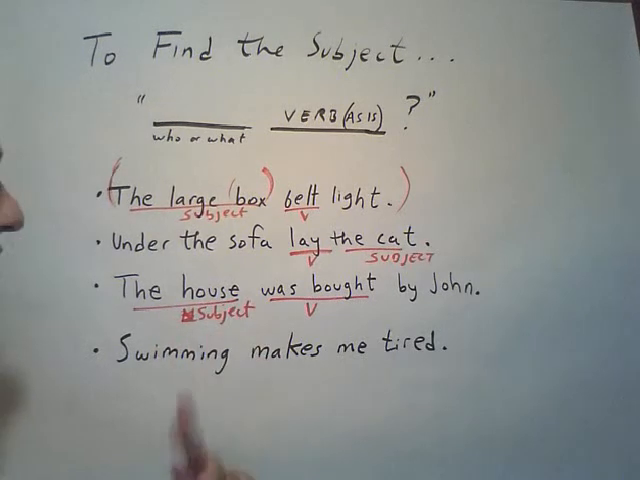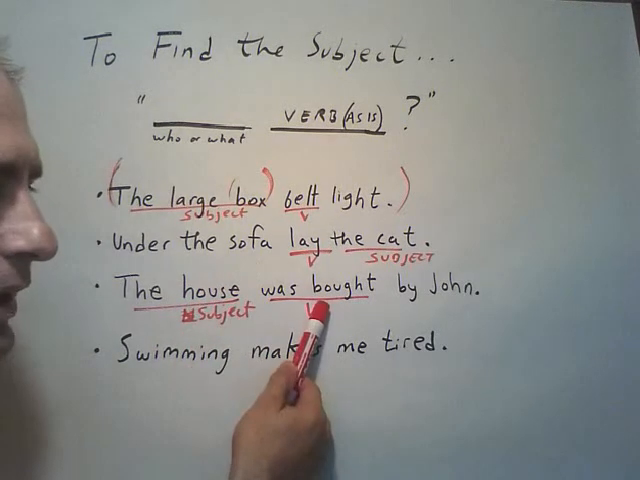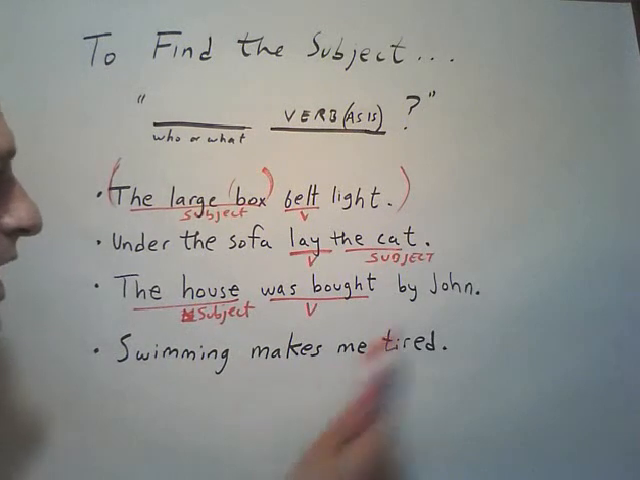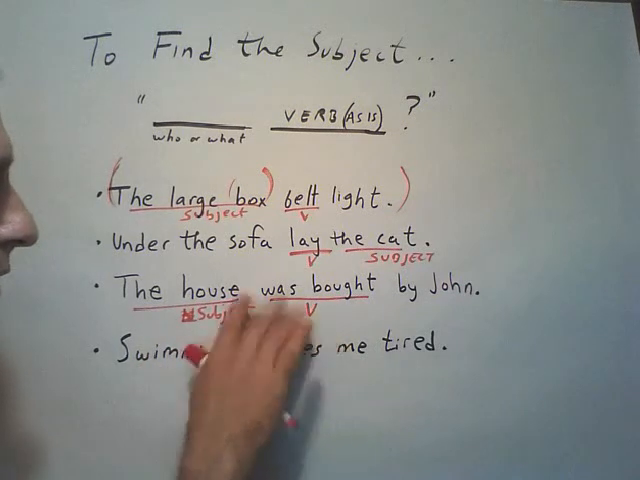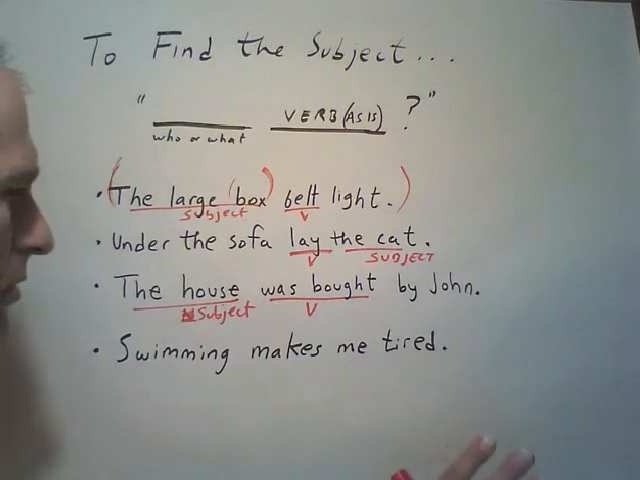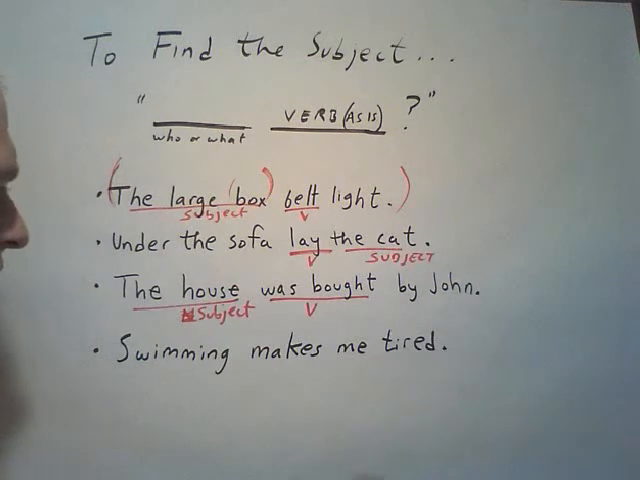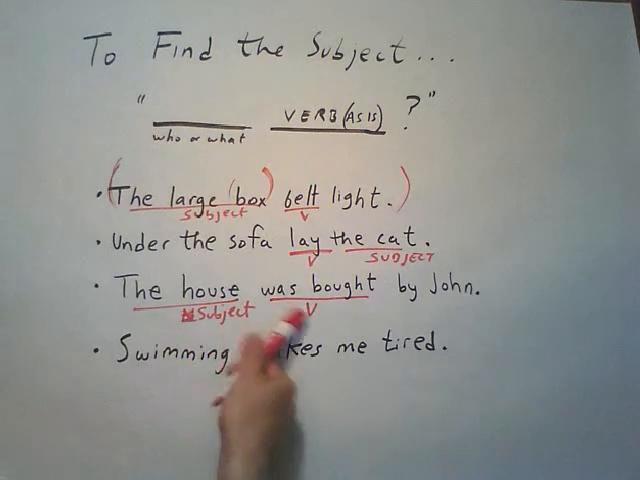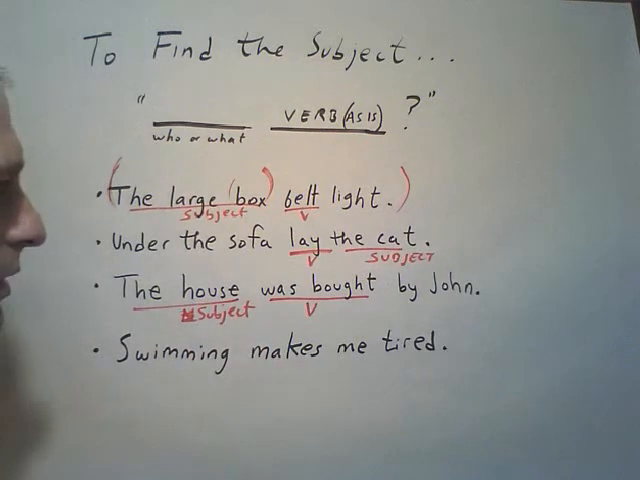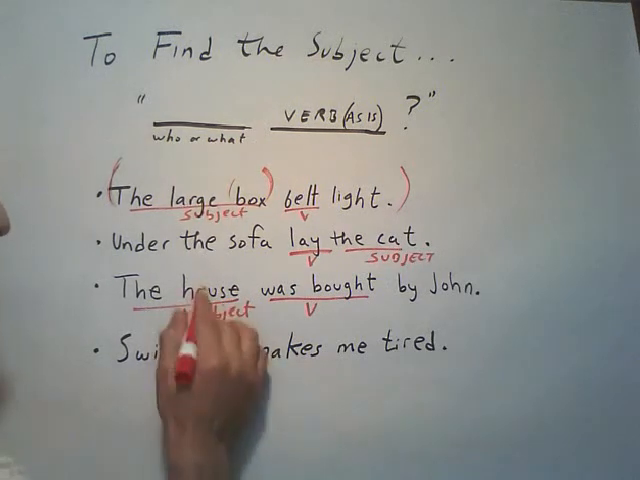Well, let me ask you a question. Did the house do the buying? No, absolutely not. John did the buying. So let's also eliminate from our thinking this idea that the subject has to do the verb. Not so. That's not always the case by any stretch of the imagination. This is how you find the subject, by asking this formula, not by finding the verb and then saying who did the verb. That's not how you find the subject. So here we have the subject and the verb.